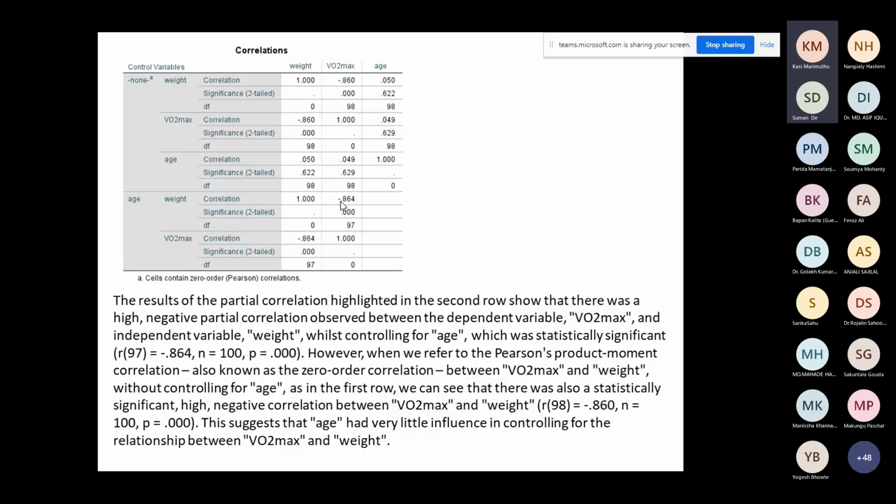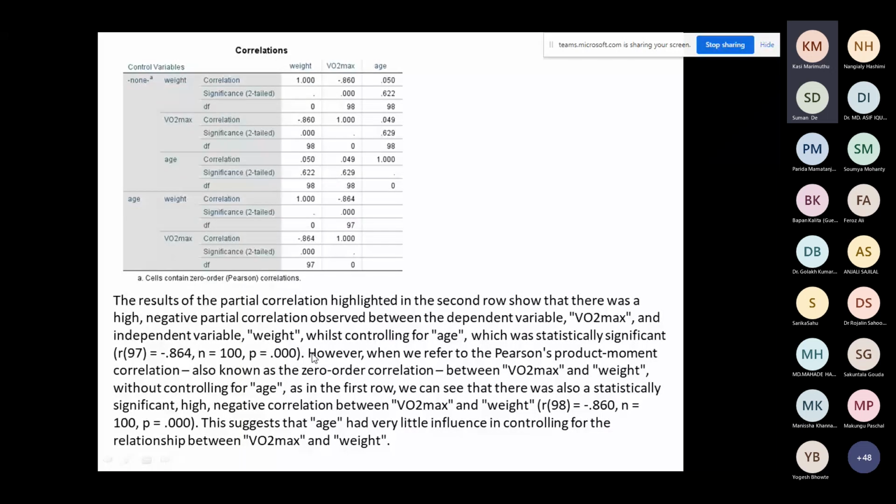So there was a high negative partial correlation observed between the dependent variable VO2 max and the independent variable weight while controlling for age, which was statistically significant. R equals 0.97, the degrees of freedom n minus 3, because there are 3 variables, n equals 100, p value 0.05. This is the p value.